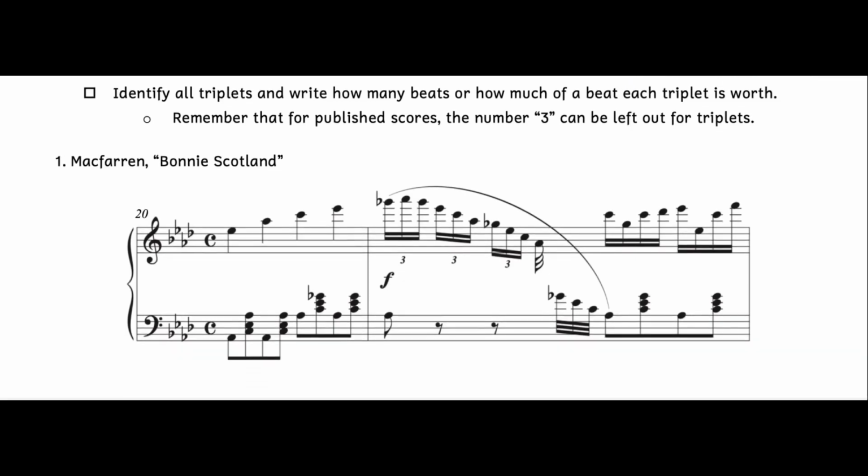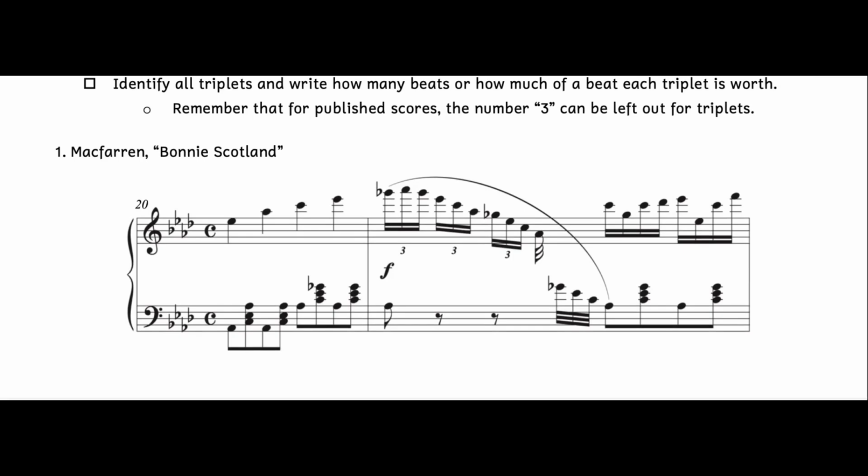All right, so I noticed that the time signature is in common time. So this is a simple quadruple meter. There are 4 quarter notes per measure. So the first measure, measure 20, doesn't have any triplets. Measure 21 has triplets. So we have 1 there, 1 there, 1 there.